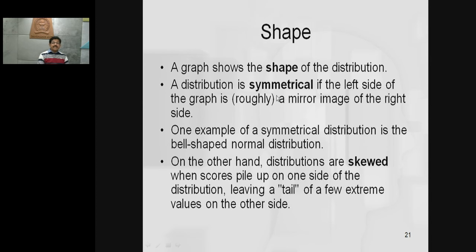Next is the shape. A graph shows the shape of the distribution. A distribution is symmetrical if the left side of the graph is roughly a mirror image of the right side. One example of a symmetrical distribution is the bell-shaped, that is the normal distribution curve. On the other hand, distributions are skewed when scores pile up on one side of the distribution, leaving a tail of a few extreme values on the other side.